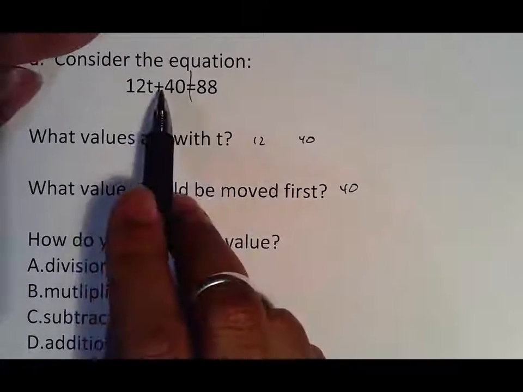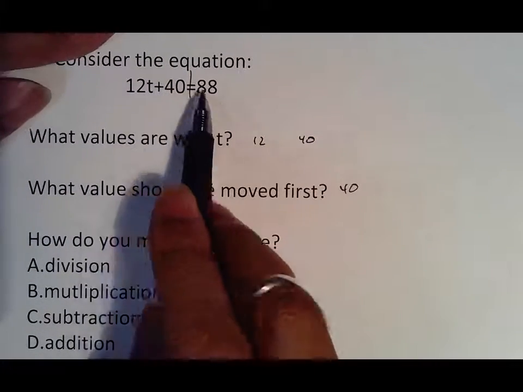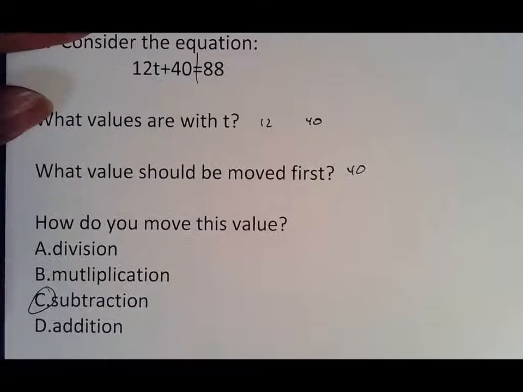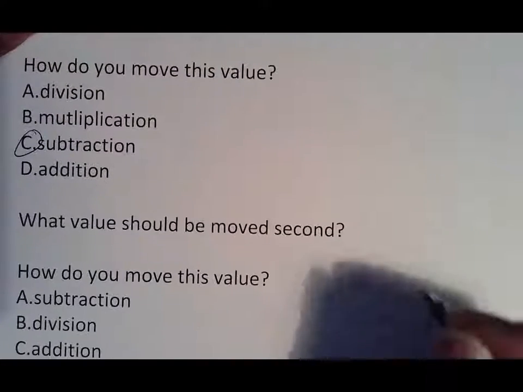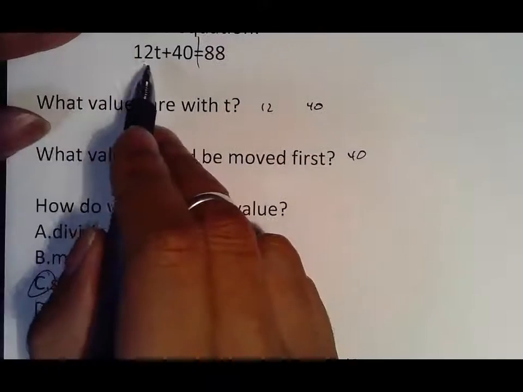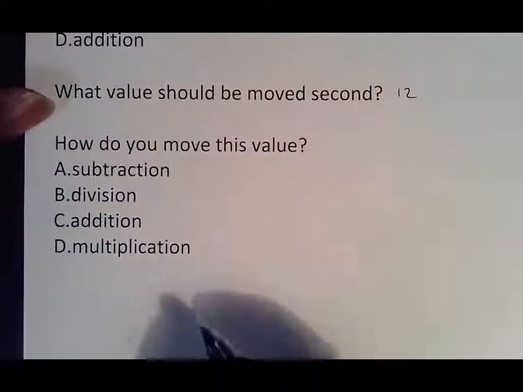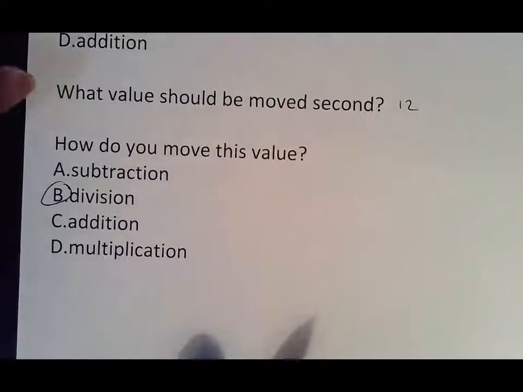Go back to your instincts. This says plus 40. So how do you move plus 40? You would subtract 40. So you choose subtraction. What value should be moved second is what that says. Well, obviously the 12 should be moved second. And again, if you use your instincts, that's 12 times t, which means in order to move that 12, we would obviously divide. And that should be all you need to know.